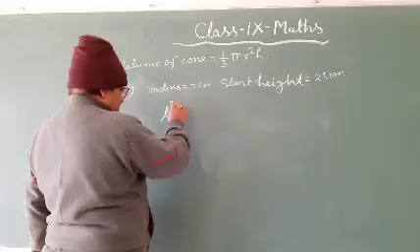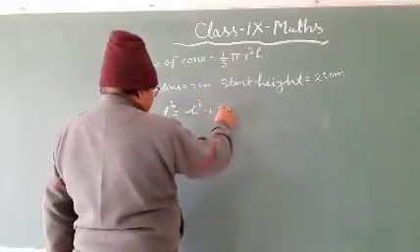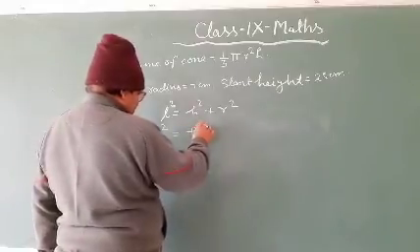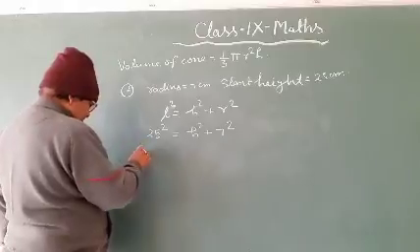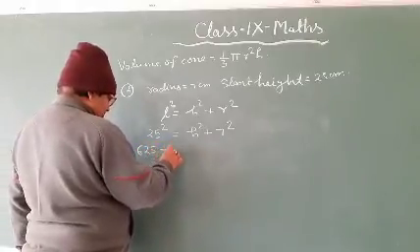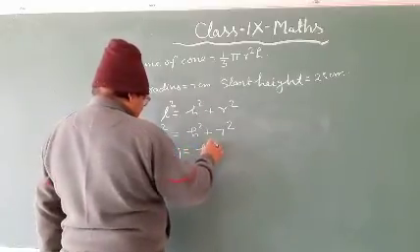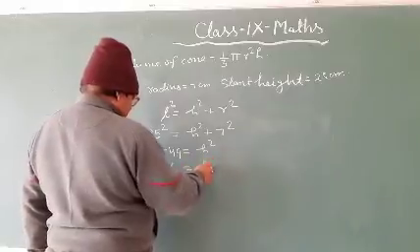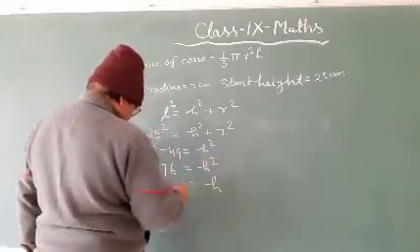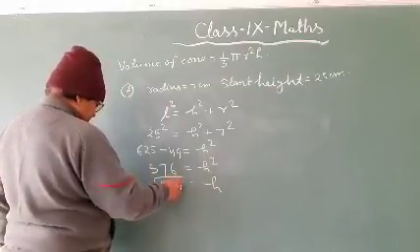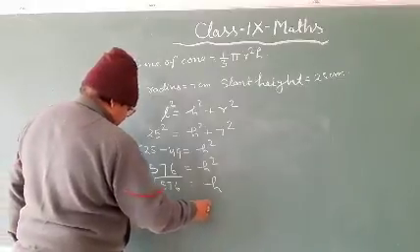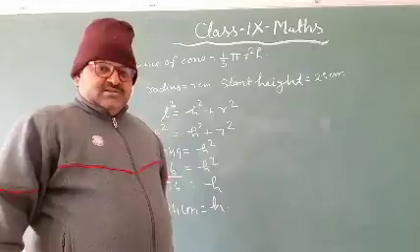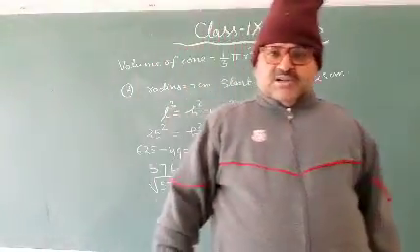So L square equals H square plus R square, and 25 square equals H square plus 7 square. 625 minus 49 equals H square. 576 equals H square, and H is equal to under root 576, so 24 centimeter equals H. This is the height of the conical vessel.